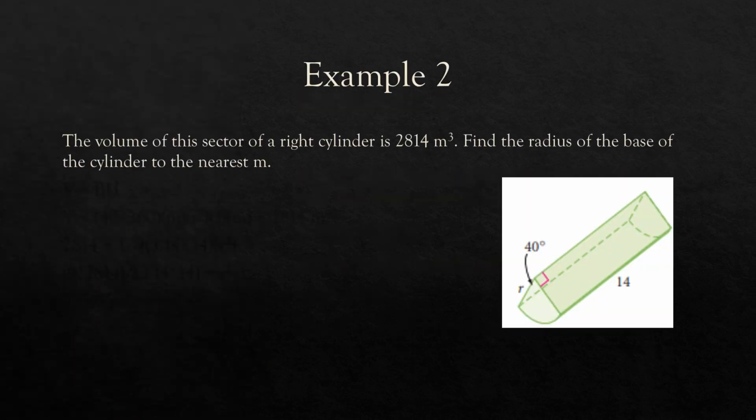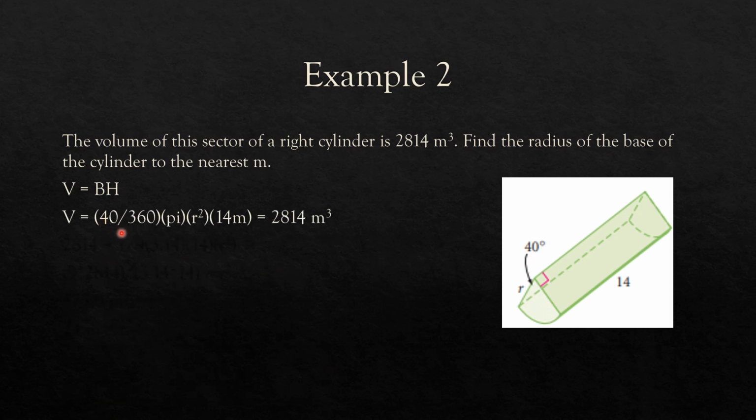The volume of this sector of a right cylinder is 2,814 meters cubed. Find the radius of the base of the cylinder to the nearest meter. Again, our formula for volume is the area of the base times the height. Now this one, the area of the base is part of a circle. So remember how we find the part of the sector.